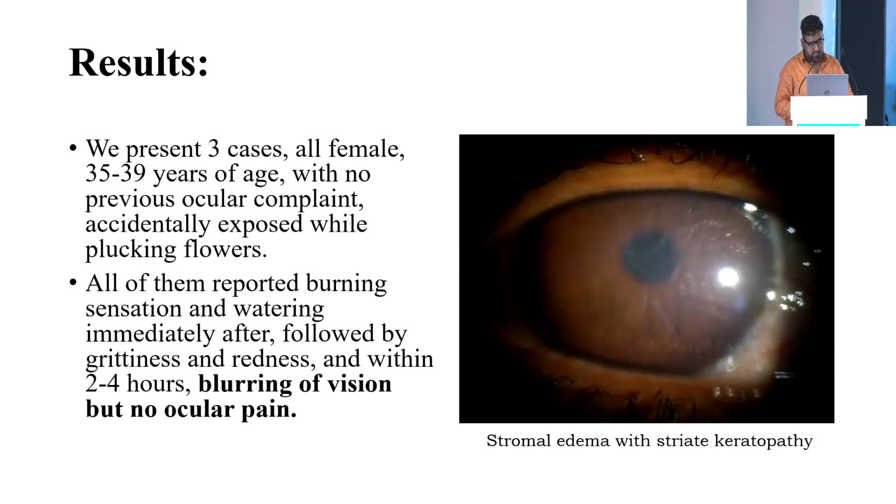We present here 3 cases. They are all female and of 35 to 39 years of age. They had no previous complaint, but they were accidentally exposed while breaking the flowers and leaves during this coming Shivratri Puja. Then the sap went inside their eyes, and all of them reported burning sensation and watering immediately after, followed by grittiness and redness, and within 2-4 hours there was blurring of vision. But surprisingly, there was no such ocular pain per se.